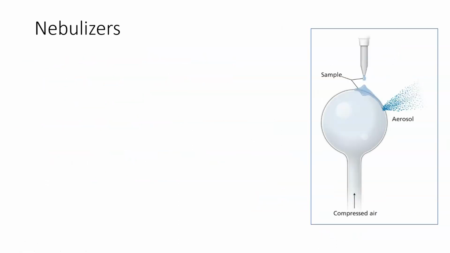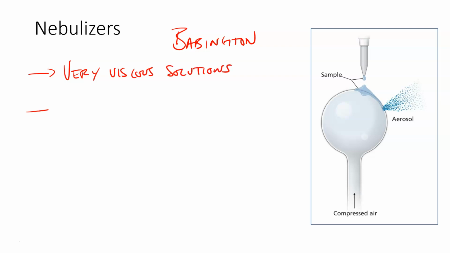There is a different type called a Babington nebulizer. And this Babington nebulizer is good for two different types of solutions. This is good for very viscous solutions, as well as for solutions with a high ionic strength. Solutions with a high ionic strength are less likely to have all of the solvent evaporate off fast enough. And so you'll end up with a lot of solvent residue in your flame, and you may actually put out your flame if there's too much solvent, especially if it's a non-flammable solvent.